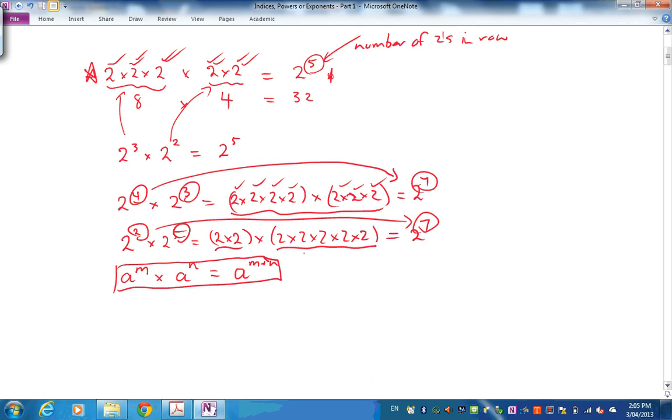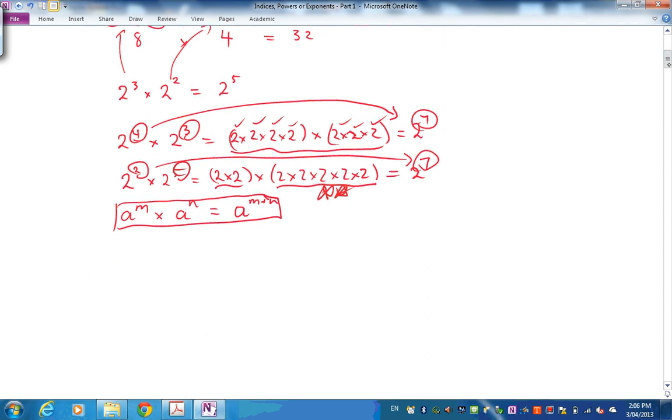We don't have to go back and write all these out again. So that's pretty handy. We're developing something interesting here. So that's our first rule for powers. Let's keep going and see what other things come out of this.